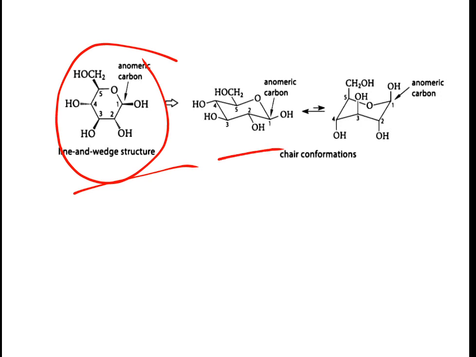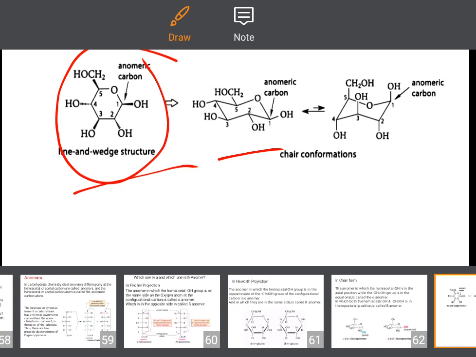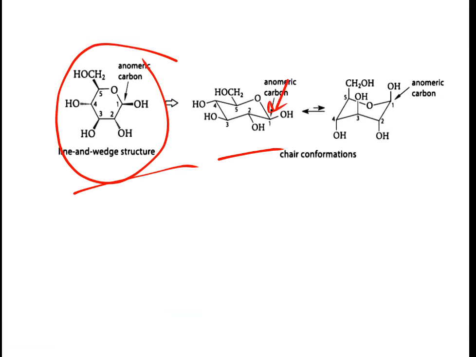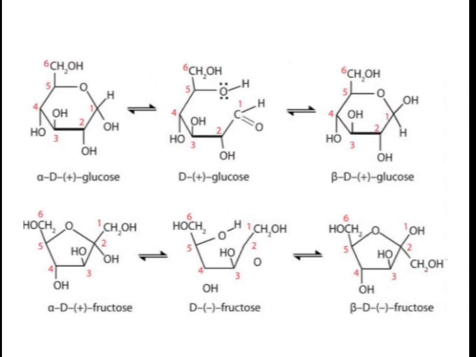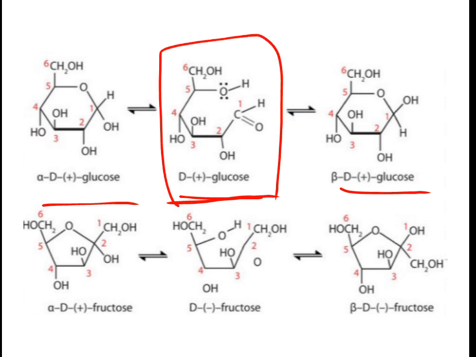This is the beta, and this is the anomeric carbon. You can see this one is the anomeric carbon. This is the chain formation of alpha D glucose. This is the D glucose. You are getting alpha D glucose and beta D glucose from this open chain structure.